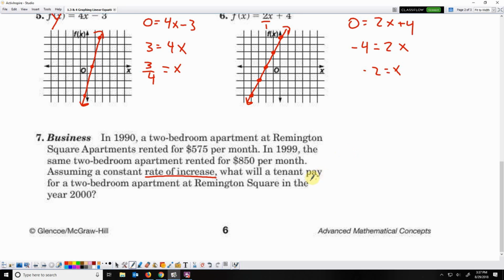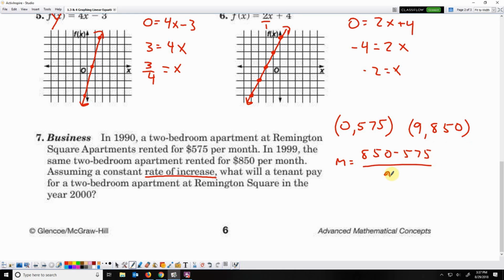But we'll call 1990 year zero. When this began, the initial value, year zero, was $575. And then in 1999, year 9, the same apartment was $850. So our slope is y minus y over x minus x. So that would be $850 minus $575 over 9 minus 0, which is about $30.56.